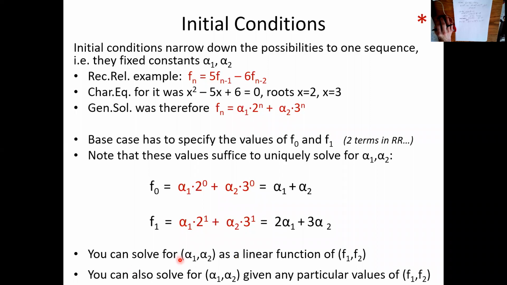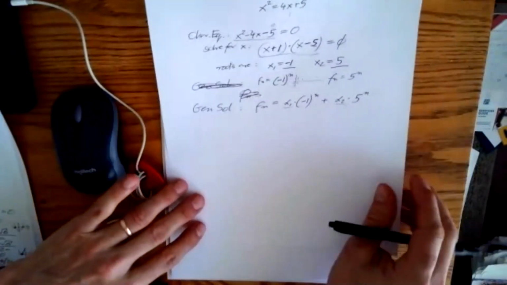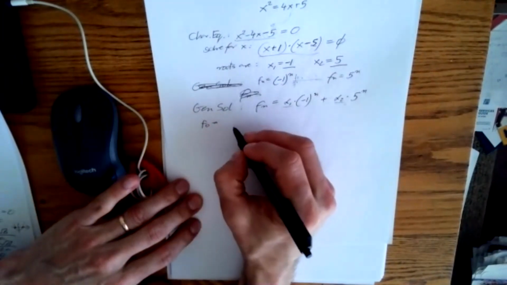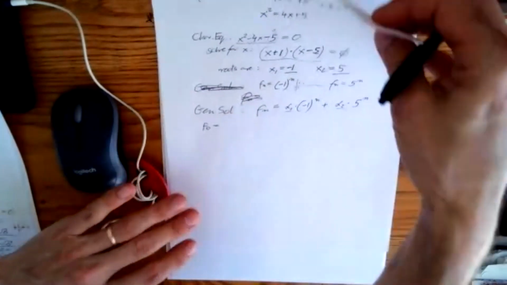So alpha 1 and alpha 2 are linear functions of F0 and F1. Sorry for the typo here, it should be F0, F1, both in here and in here. And of course, this holds for any particular values of initial conditions. You can solve this linear system, and it gives you alpha 1 and alpha 2. What do I mean here by this linear system? So this was a different example.